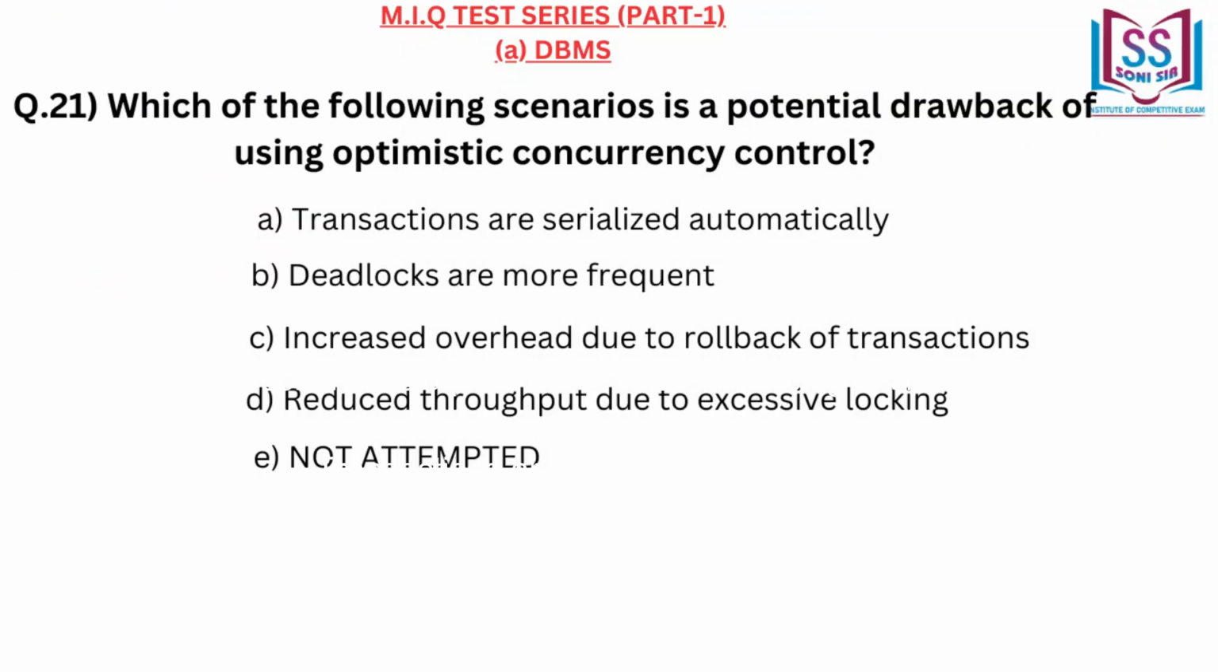Which of the following scenarios is a potential drawback of using optimistic concurrency control? A. Transactions are serialized automatically. B. Deadlocks are more frequent. C. Increased overhead due to rollback of transactions. D. Reduced throughput due to excessive locking.